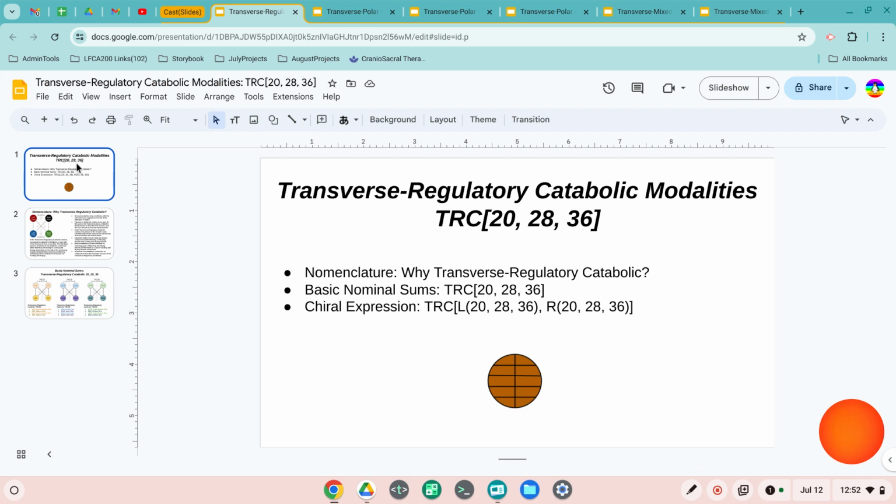Welcome to this lesson on a Western interpretation of the transverse regulatory catabolic modalities of the global balance method. The first slide answers the question, why is this category of modality labeled the transverse regulatory catabolic? Next, the principle of using basic nominal sums to label each individual modality within the category is covered in brief, along with a diagram of each mode and its color coding. Finally, all 6 modalities within the category are presented through all 3 nominal sums and both chiral expressions, along with a brief series of notes on the iterative nature of the pedagogy in the context of the chiral expressions.